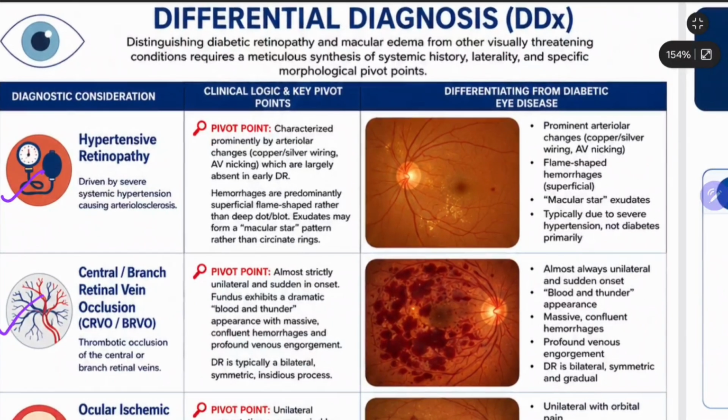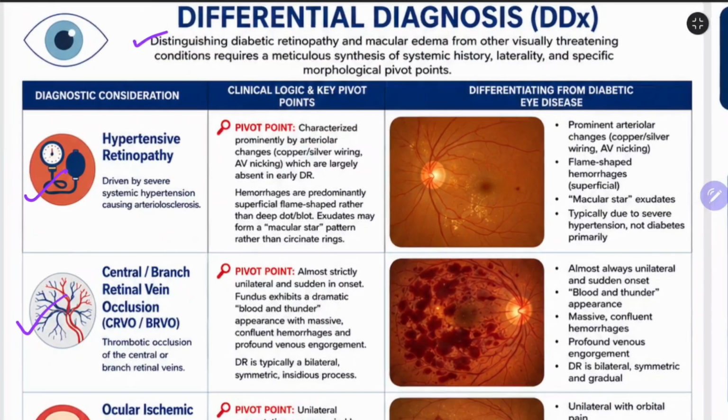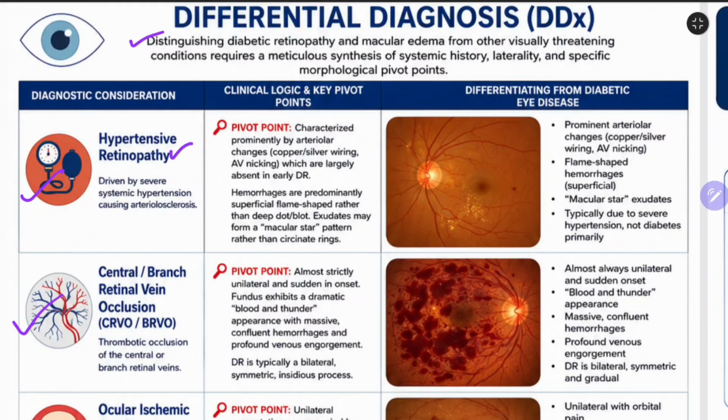So coming to the differential diagnosis. Distinguishing diabetic retinopathy and macular edema from other visually threatening conditions requires a meticulous synthesis of systemic history, laterality, and specific morphological pivot points. First, hypertensive retinopathy, which is because of systemic hypertension. Points to remember are: it is characterized by prominent arteriolar changes, copper and silver wiring, and AV nicking, which are largely absent in early diabetic retinopathy.